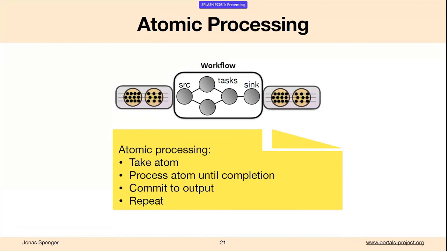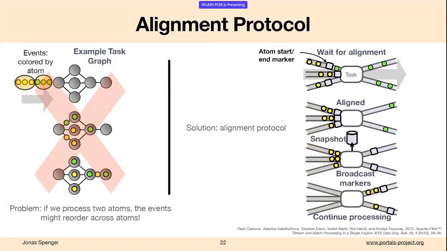But of course, it's not very optimal in terms of execution, as you could actually start processing the next atom before you're fully finished by using pipelining. The problem is if we start processing the second atom before the first one has finished fully, as on the left side of this slide, you can see that the yellow events might overtake the green events here. Because we have forks and joins in our task graph, this might happen.